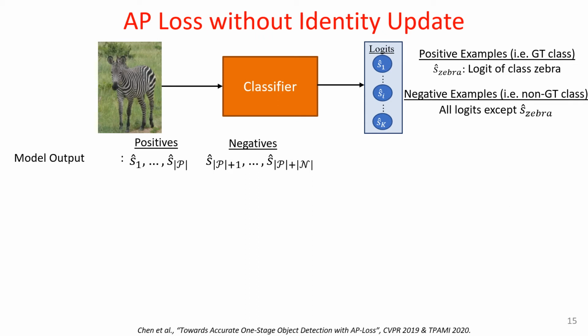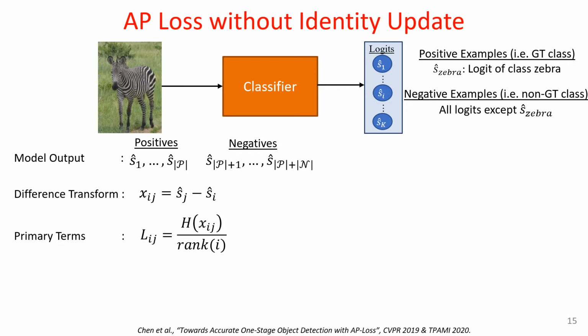In order to demonstrate the generalization and simplicity of identity update, I will first present how AP loss is derived by Chen and his colleagues in their pioneer paper. Given model outputs, first the difference transforms are obtained, and then primary terms for AP loss are derived by algebraic manipulations such that the normalized sum of the primary terms yields the loss value.